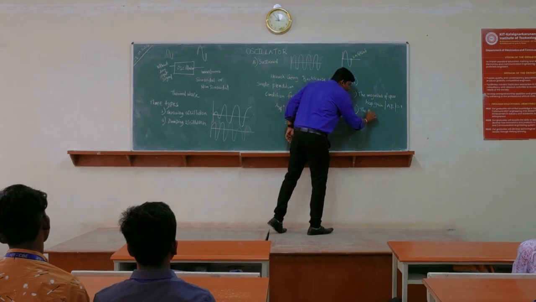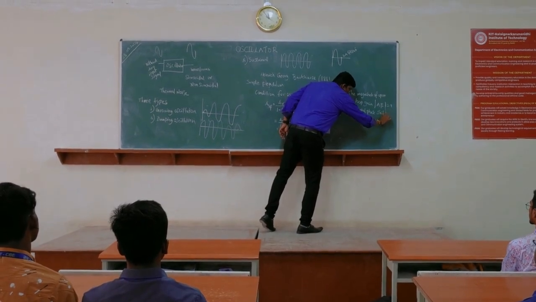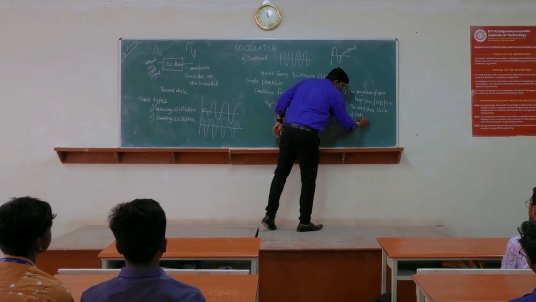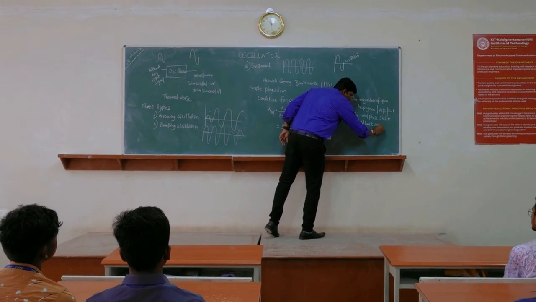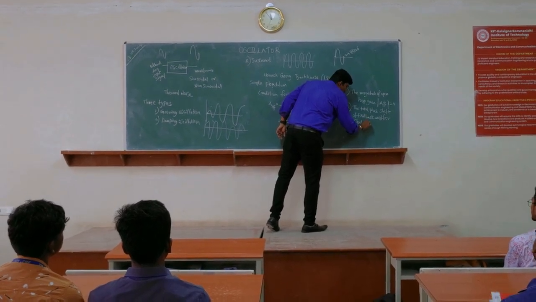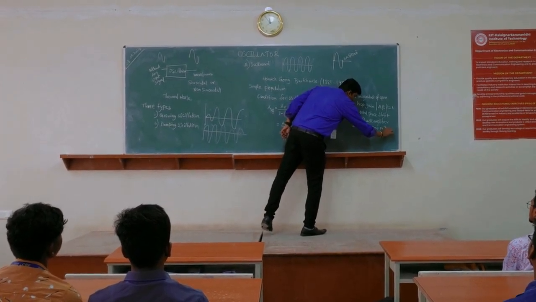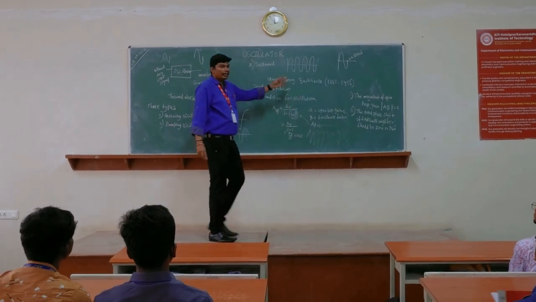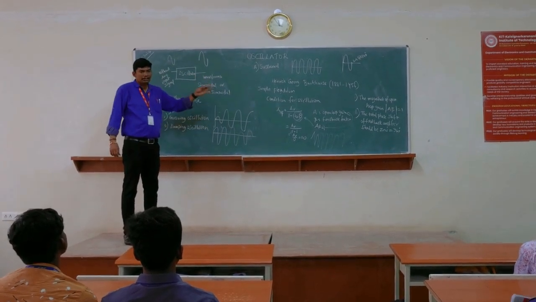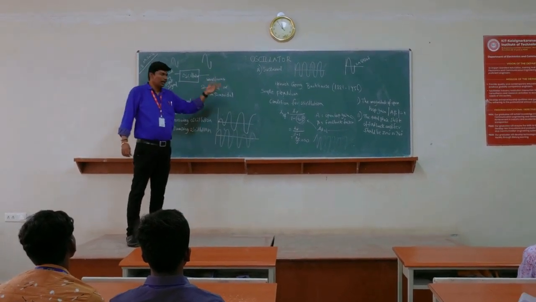And the second condition: the total phase shift of the feedback amplifier should be 0 degrees or 360 degrees. So this is the condition that has been derived from the Barkhausen criterion. So it can be said to be the Barkhausen conditions or Barkhausen criteria for maintaining the sustained oscillation condition. So they can ask in both ways.